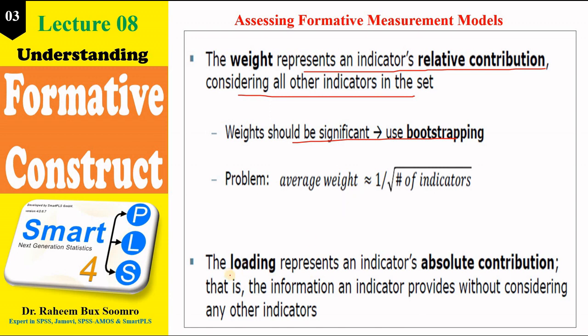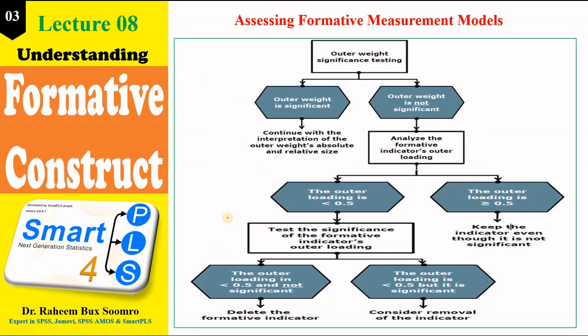The loading represents the indicator's absolute contribution, that is, the information the indicator provides without considering the others. Basically the outer weight, or in terms of the loading, should be higher than 0.708. If this is the case, then definitely you will also get a significant bootstrapping result for that indicator in SmartPLS. Then there is another outer weight significance roadmap. The first is whether the outer weight is significant. If so, you should be happy and continue with the interpretation of the outer weights' absolute and relative size.